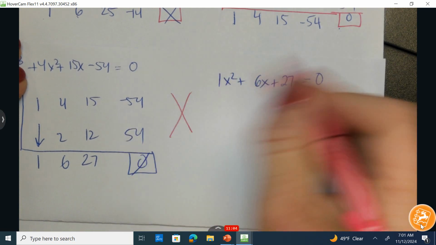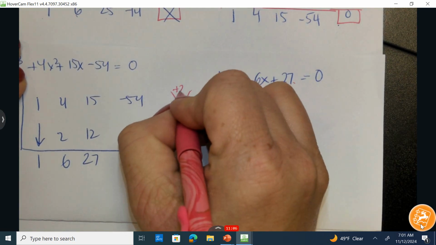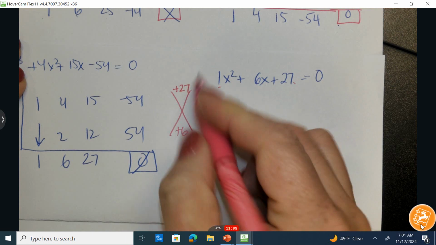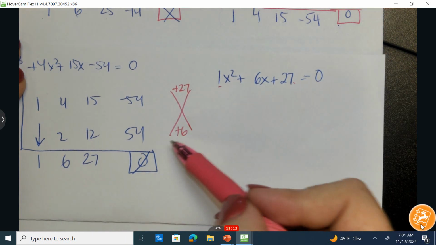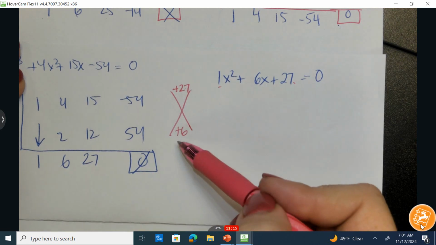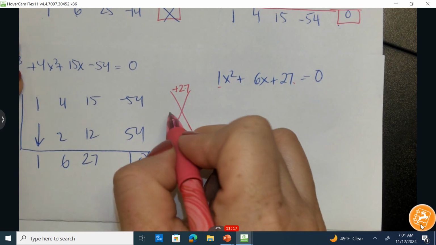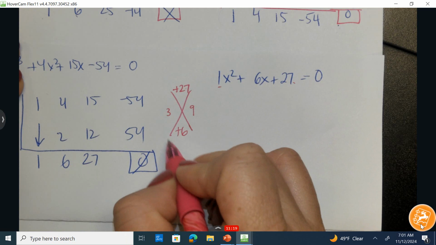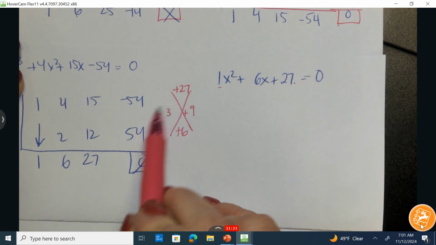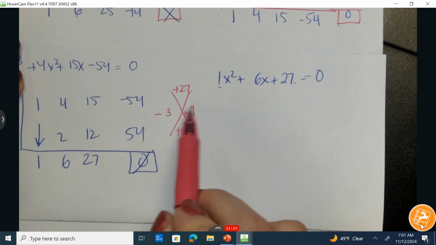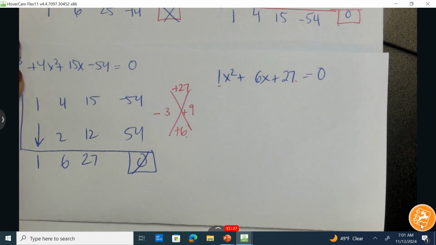So let's see, is this factorable? 1 times 27 is 27. What multiplies to equal 27 and combines to equal 6? 1 and 27? No. 3 and 9? Well, 3 and 9 would only work if they were different signs. So -3 and +9, the difference is a +6, but then the product is not a +27.